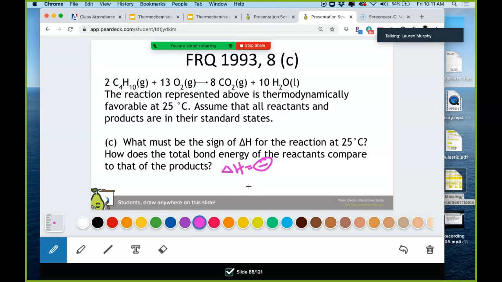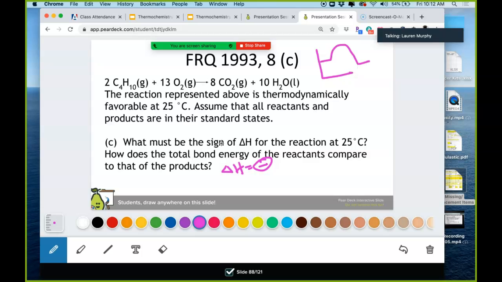Negative. Okay. So if delta H is negative, why? It's because all combustion reactions, for the sake of our class, are exothermic. All combustion reactions release or lose heat. So if a reaction is exothermic, the reaction profile looks like this, right?